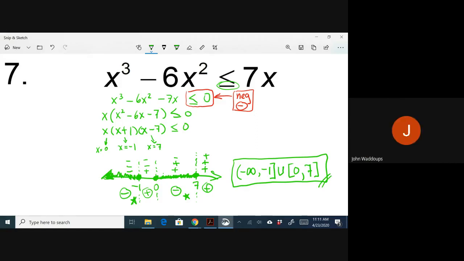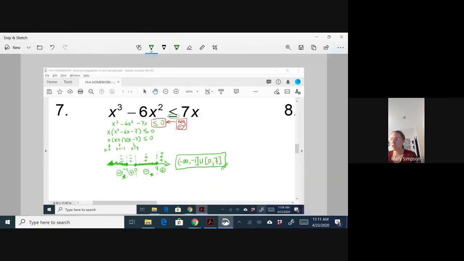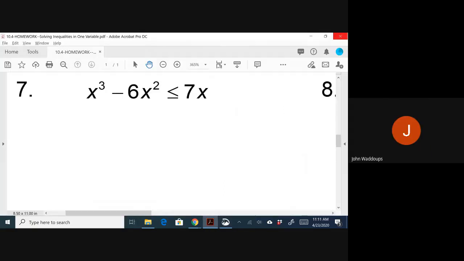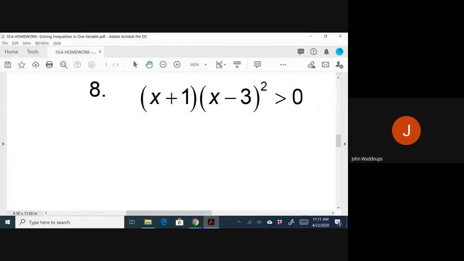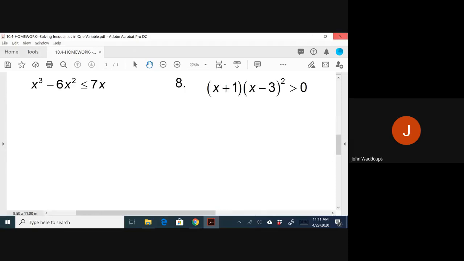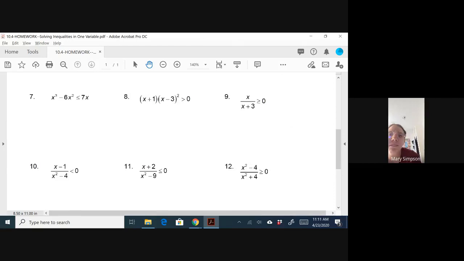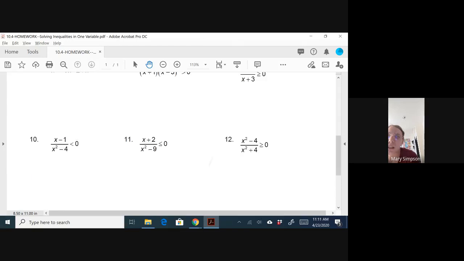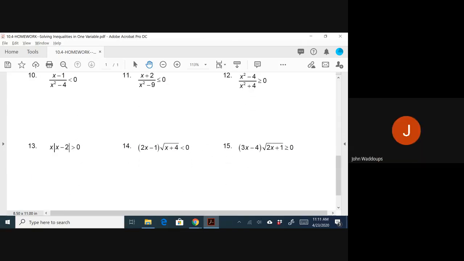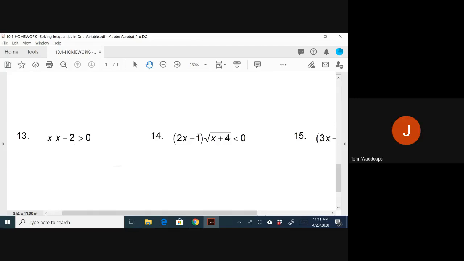That's the solution. Okay. Was there one that you wanted to go over, Mary, did you say? I was thinking we could go over number 13. That's a good one because it's got the absolute value. Yes.